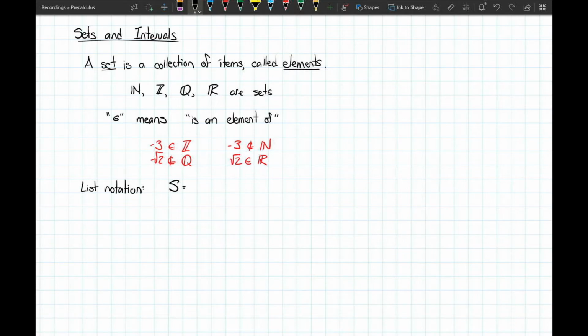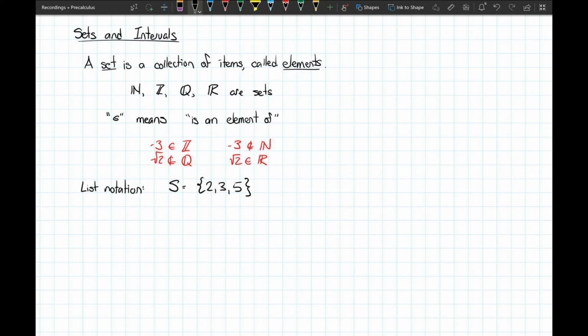But we can't just have a list of my favorite numbers, 2, 3, and 5, for instance. I need to enclose those in curly brackets. And that's the particular type of bracket that we use for sets. You may call them braces instead of curly brackets if you like.